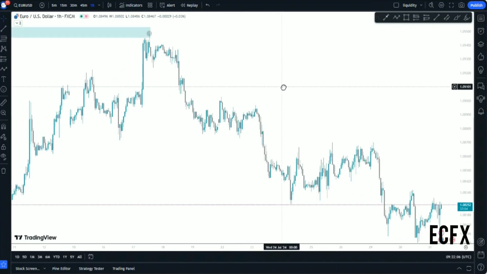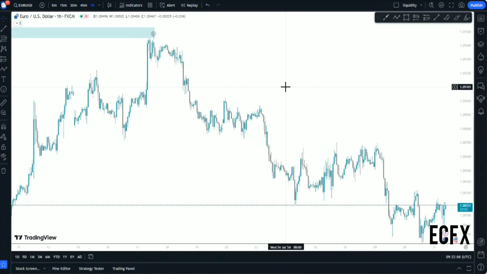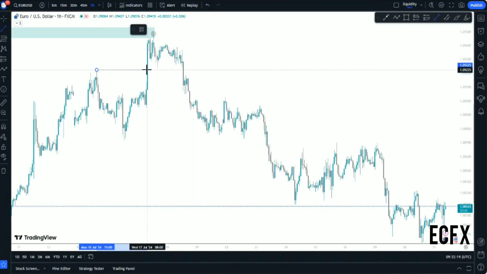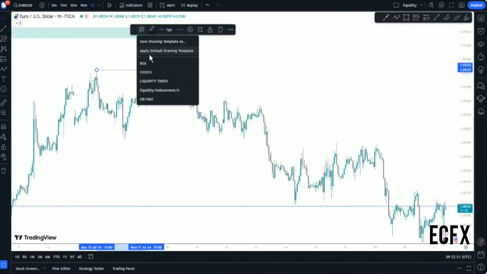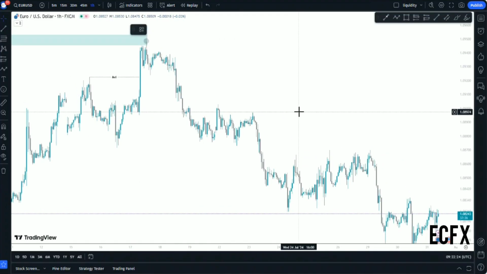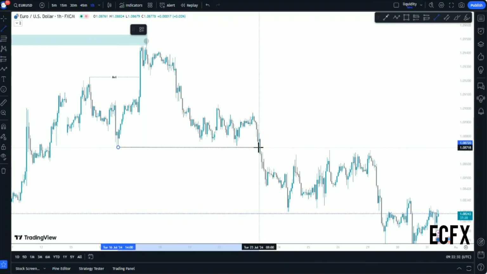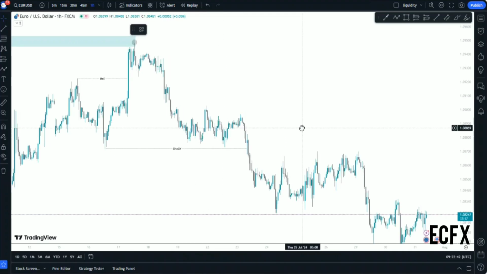So two things that I want to explain to you guys: in order for a high probability setup to occur, we need to first have a break of structure into the one side. Doesn't matter which time frame it's on. Then we need to have a change of character into the opposite side, right? These are the two things that make a high probability setup, and price also needs to create some liquidity. Liquidity is also a high probability setup.